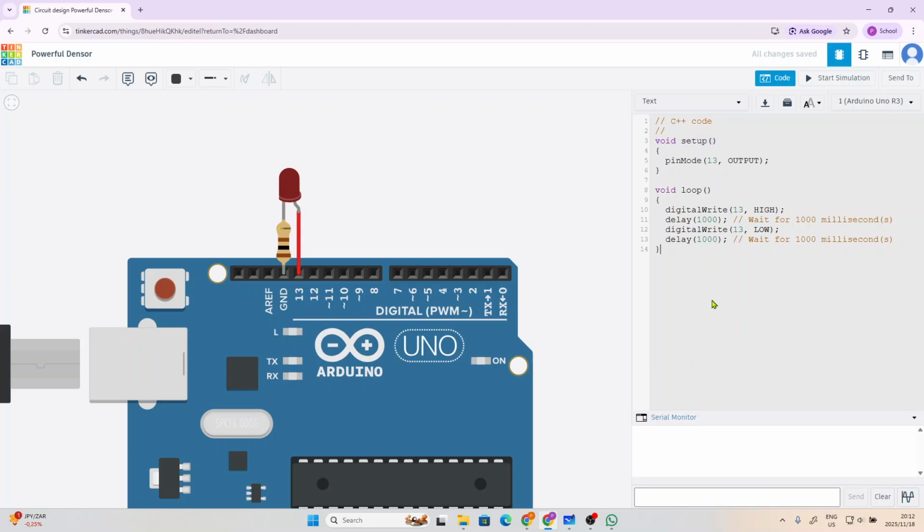So let's go through it step by step. Void setup, we know what that does. It runs once when the Arduino board is turned on. These two brackets determine where it starts and ends.